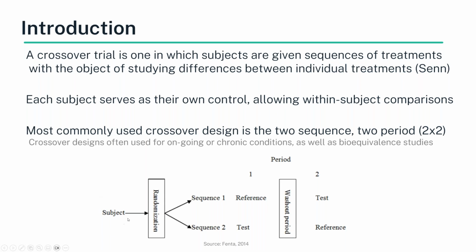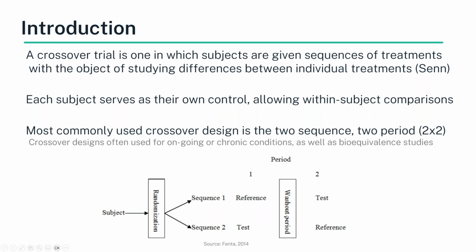The extra point to note is that subjects will come in and be assessed for eligibility. Once they're enrolled into the study, they'll be randomized into one of the two sequences in this case. Typically this will be double blind, but it is possible in certain instances for it to be an open label trial. Take, for example, sequence 1 here. They'll start off on the reference treatment in period 1, and then there'll be a washout period before starting the second period, in which they'll take the test treatment.